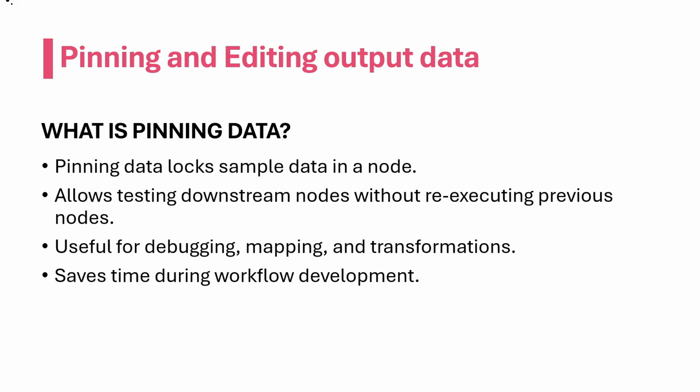For example, imagine you fetch data from an API and you are just testing how it flows to the next node. Instead of calling the API again each time, you can pin the data to reuse it. This feature helps developers save time and also avoid unnecessary API calls, especially when dealing with rate limited services or large data sets. So it's very useful when you are mapping fields or performing transformations on static sample data.